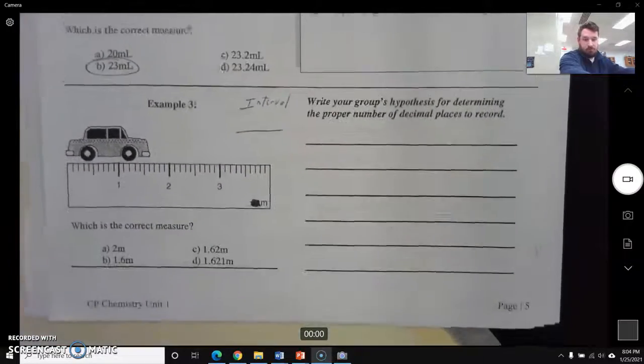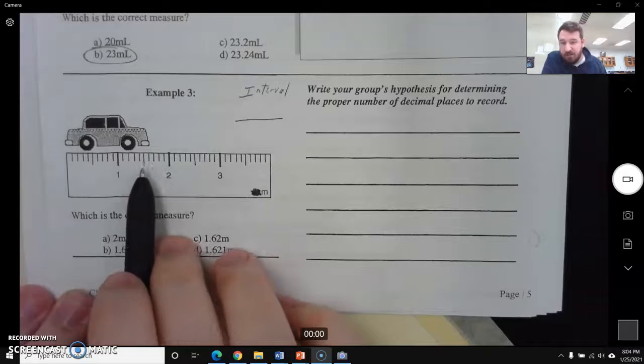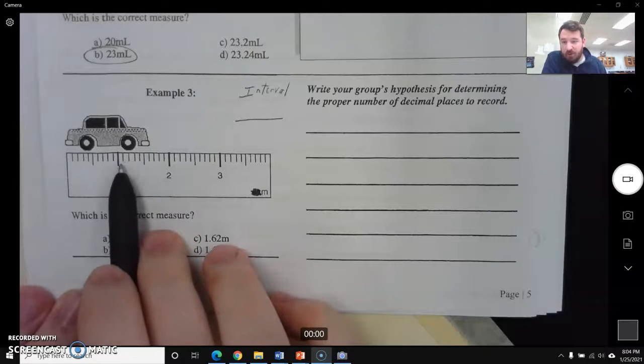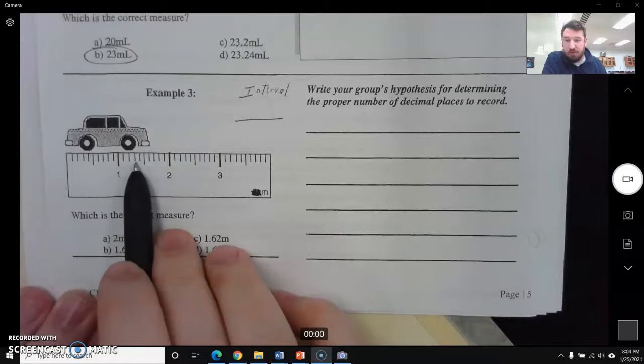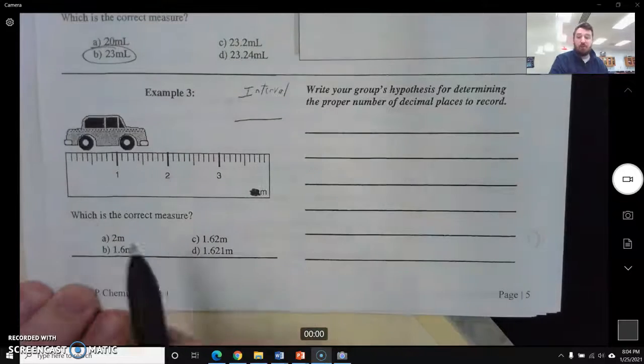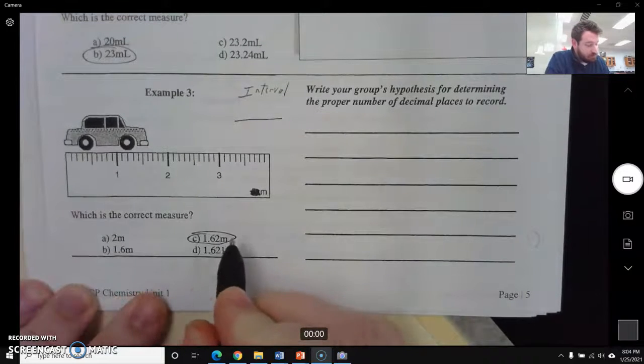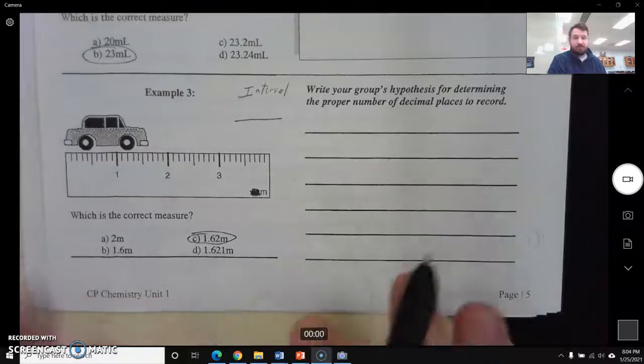And lastly, for example 3, oh, there we go, our correct measure. I can see we're counting up by 1.1, 1.2, 1.3, 1.4, 1.5. We can see we're at about 1.6, but we need to estimate 1 more digit. So 1.62 meters would be the correct answer here.